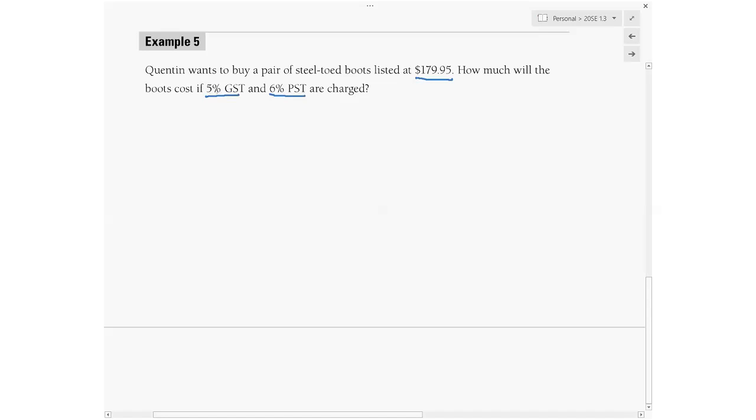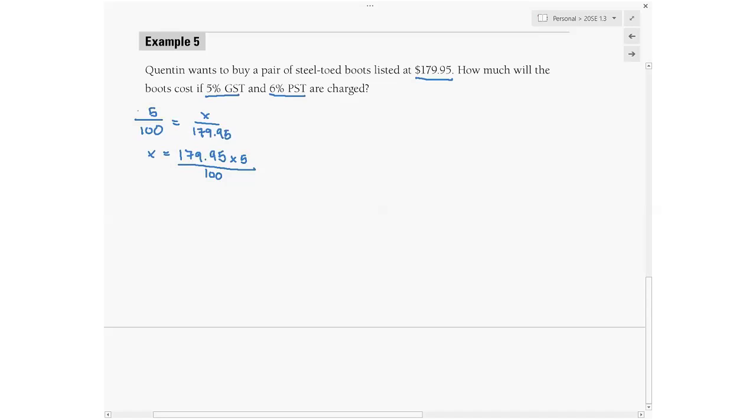We can do this, calculate each of them separately, or we can add them together. And I'm going to do it both ways. So let's first of all figure out, actually I'll do it 3 ways, but we got 5 out of 100 equals X out of 179.95. Well, X is equal to 179.95 times 5 divided by 100.